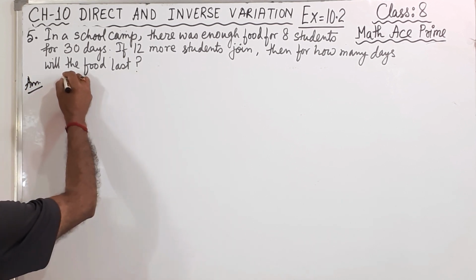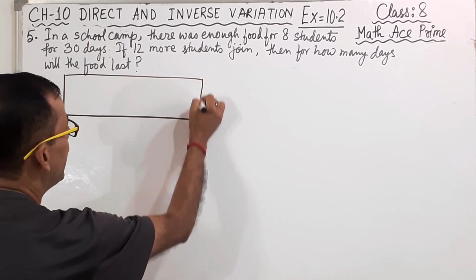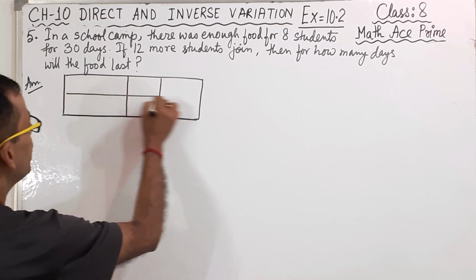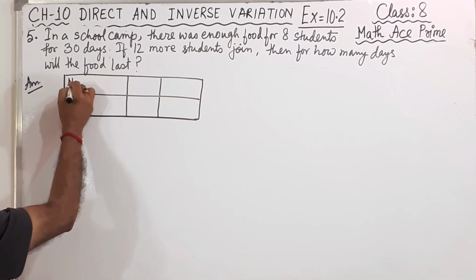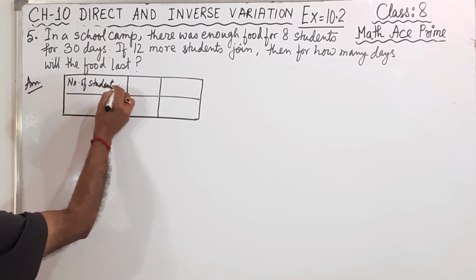ठीक है, तो पहले हम लोग चार्ट बना लेंगे. एक तो छोटा सा चार्ट बनाएंगे. ऐसा करके चार्ट बनाएंगे. और इधर में क्या है? फर्स्ट 8 स्टूडेंट्स वर देयर. सो नंबर ऑफ स्टूडेंट्स को क्या लेंगे?